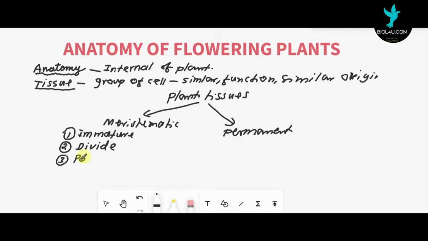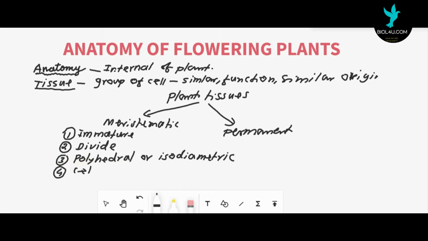Polyhedral means more than 4 sides. The cells are polyhedral, and at the same time isodiametric. Isodiametric means all the cells have equal dimensions. Not only do they have similar sides, but all the cells are nearly similar in size. So it is isodiametric in structure, and polyhedral, with more than 4 sides. Another property of this meristematic tissue: the cell wall is thin.